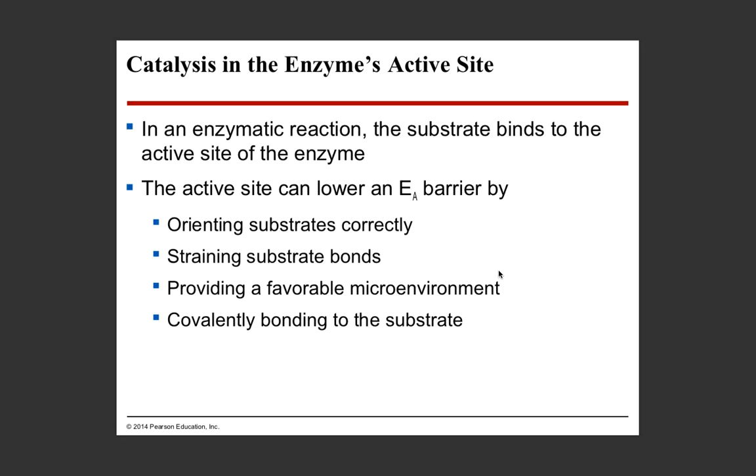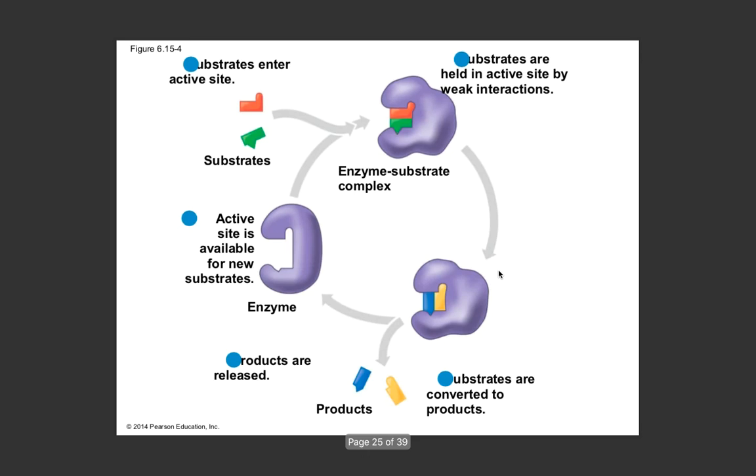Okay, so the catalytic activity of an enzyme actually occurs in the active site. So this is where all of the reaction actually occurs. So we have the substrate that binds to the active site of the enzyme. The active site can actually lower the energy of activation by doing one of these things: by helping to correctly orient the substrates, by straining the substrate bonds, by providing a favorable microenvironment for the reaction to occur, or covalently bonding to the substrate. So here's an example of how this kind of works overall.